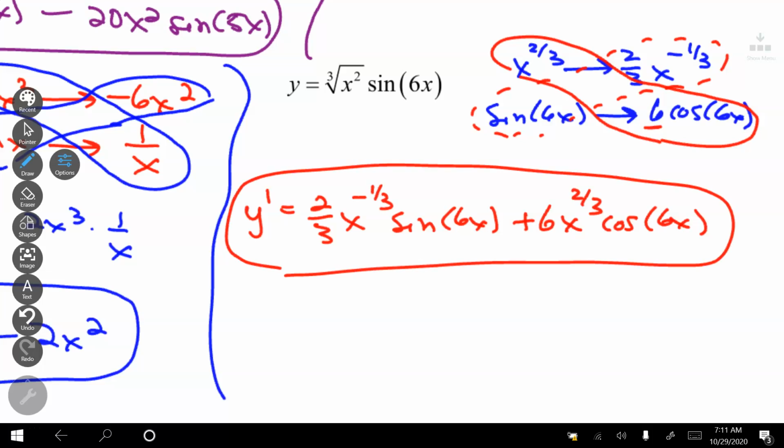Okay. That's product rule. Very different than chain rule, and sometimes I have chain rules inside product rule, but this is a very well doable process.